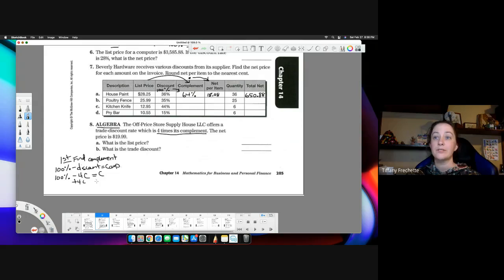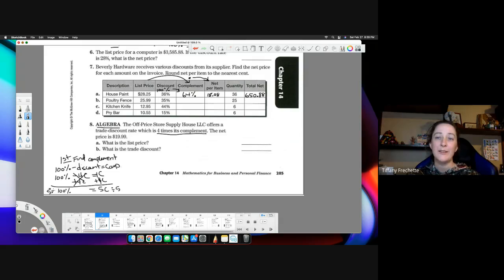So I can add 4C to both sides. Boom. I have 100% equals negative 4C, positive 4C. Anytime we have the same number that's negative and positive, they cancel. And then C, remember there's a 1 here. So 1 complement plus 4 complements gives me 5 complements, or 5C. So now all I have to do is divide by 5. And this will tell me what my complement is.